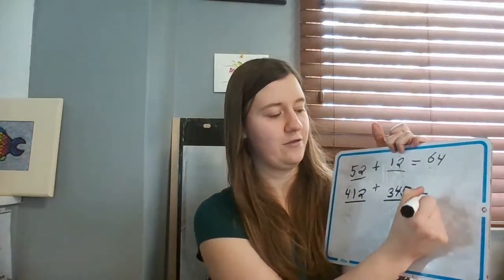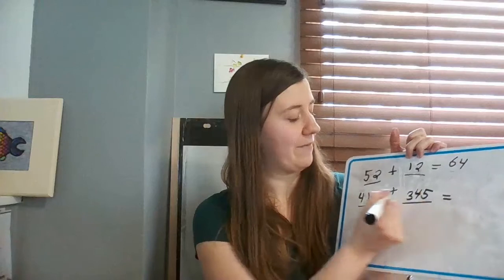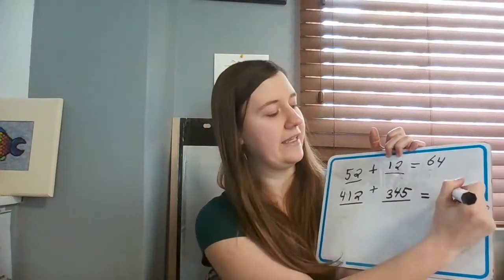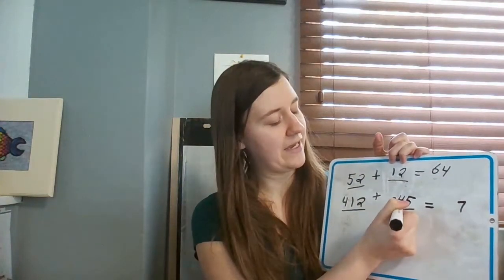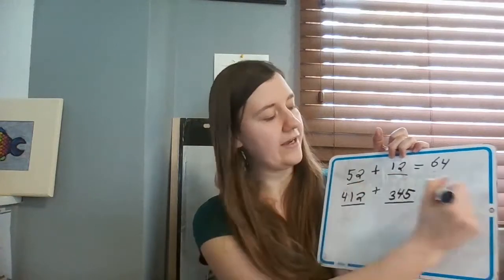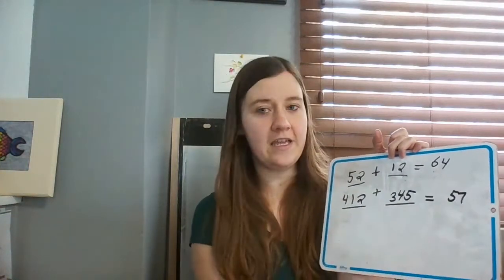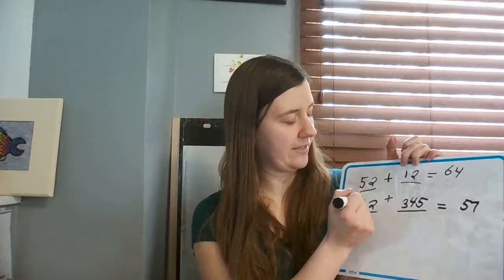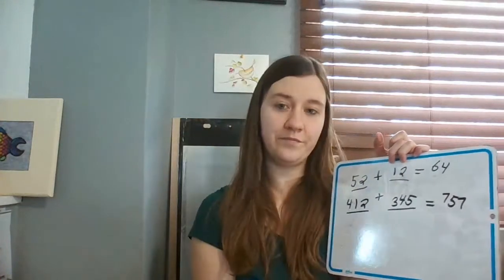345. So to do this one, I would add my ones. 5 plus 2 is 7. I add my tens. 4 plus 1 is 5. And I add my hundreds. 3 plus 4 is 7.